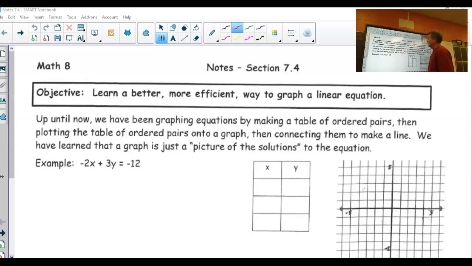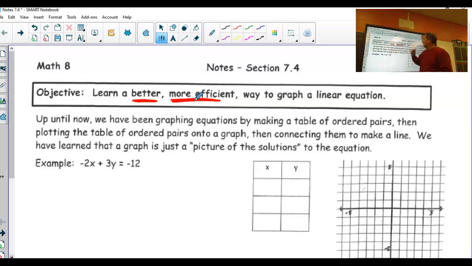Let's get to them. Today we are going to learn, you're going to really like this if you follow along, a better, more efficient way to graph a linear equation. Let me just get started here.